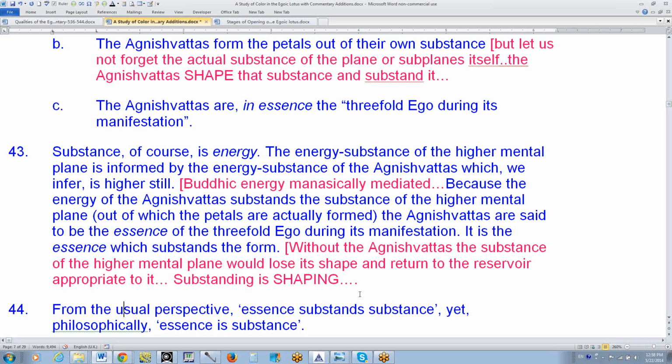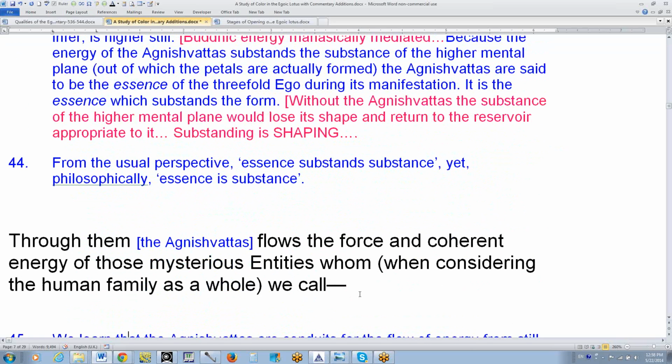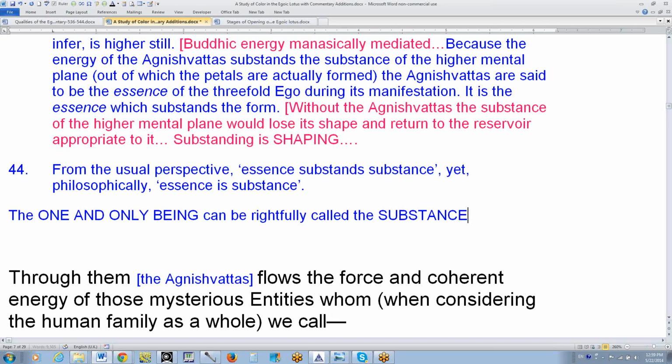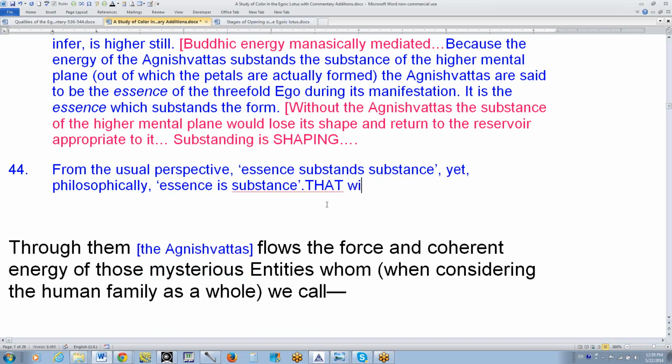Well, we don't need to debate that too much. The one and only being can be called the substance. The one and only being can be rightfully called the substance. The only thing, the thing that substands all apparency. That which, I think I've lost something.